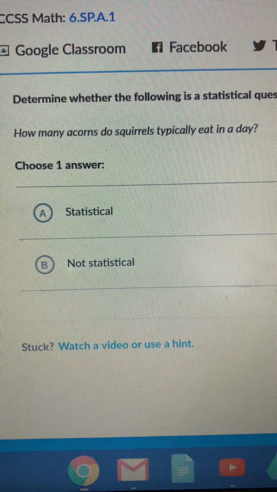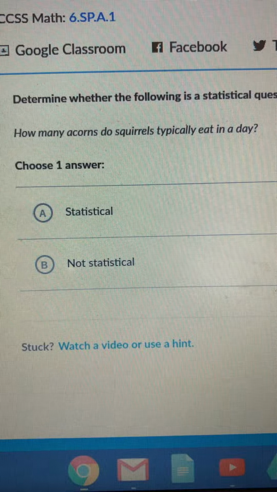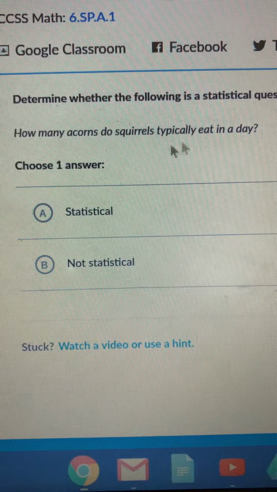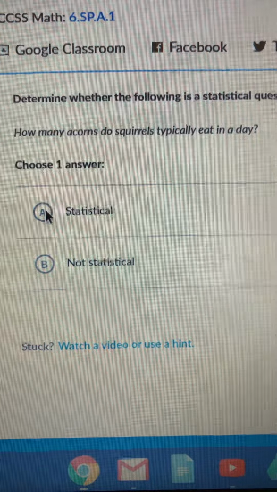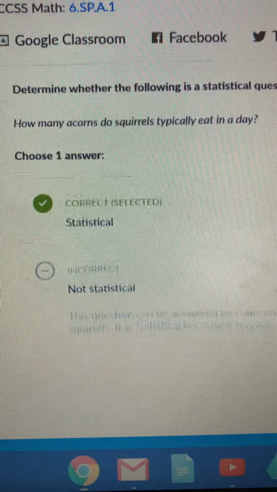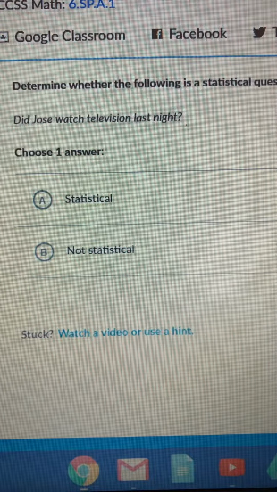For the next one, determine whether the following is a statistical question. How many acorns do squirrels typically eat in a day? So here's your word typically. Now this is going to vary. Some days a squirrel might eat 5, some they might eat 25. I have no idea how many acorns a squirrel eats, but it will change.